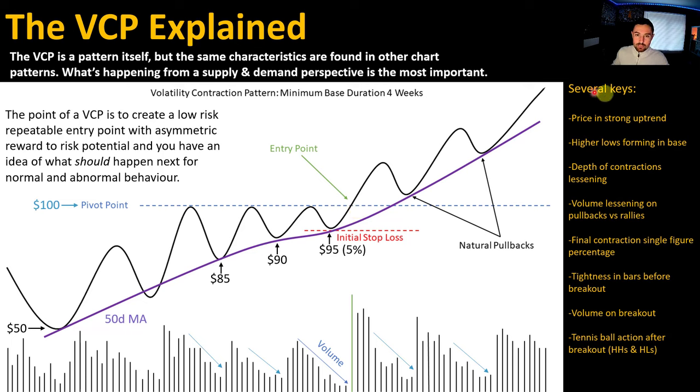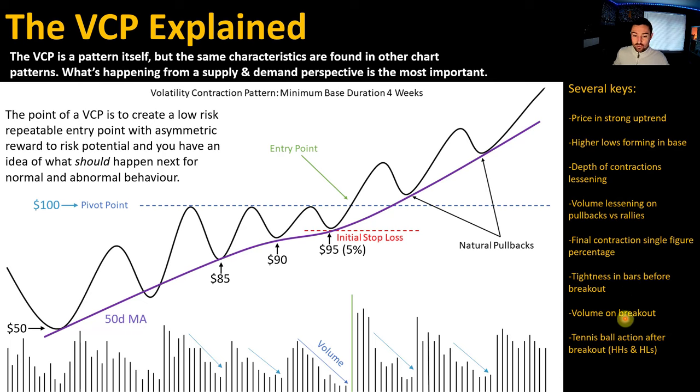So, several key points here, and then we'll work through this example. Price is in a strong uptrend, everything that we just discussed in the criteria for a stage two uptrend. Higher lows forming in the base is preferable. The depth of the contractions is lessening, we'll talk about that. Volume lessening on pullbacks versus rallies. Final contraction in single-figure percentage, that helps control your risk. Tightness in bars before the breakout. We're going to talk about a concept I also call trigger bars, but Minervini calls it the one-two punch. We'll talk about that in a few slides' time.